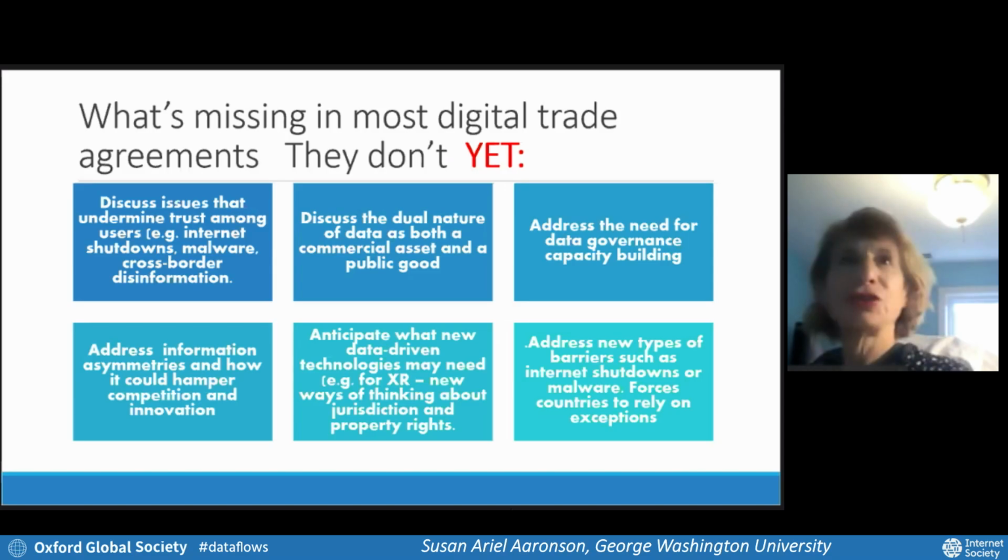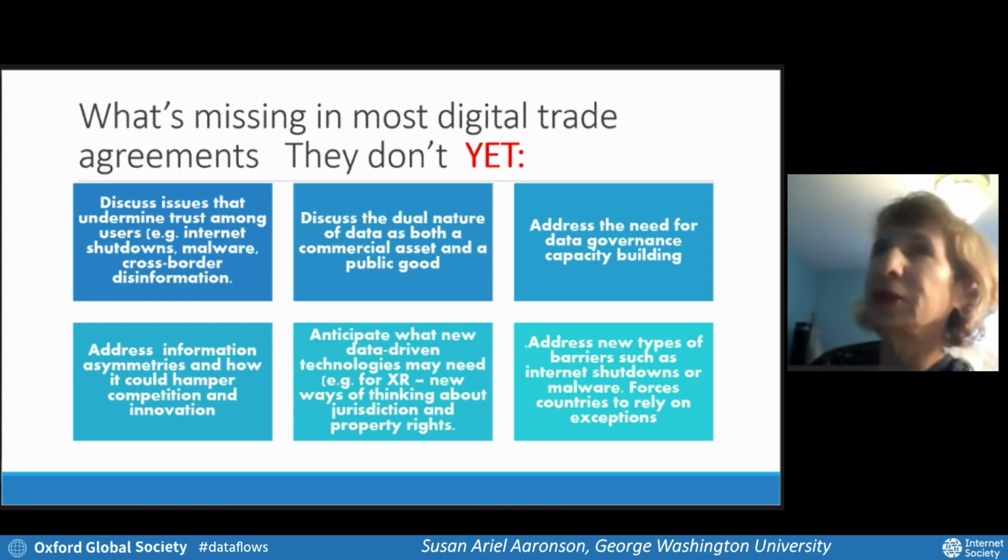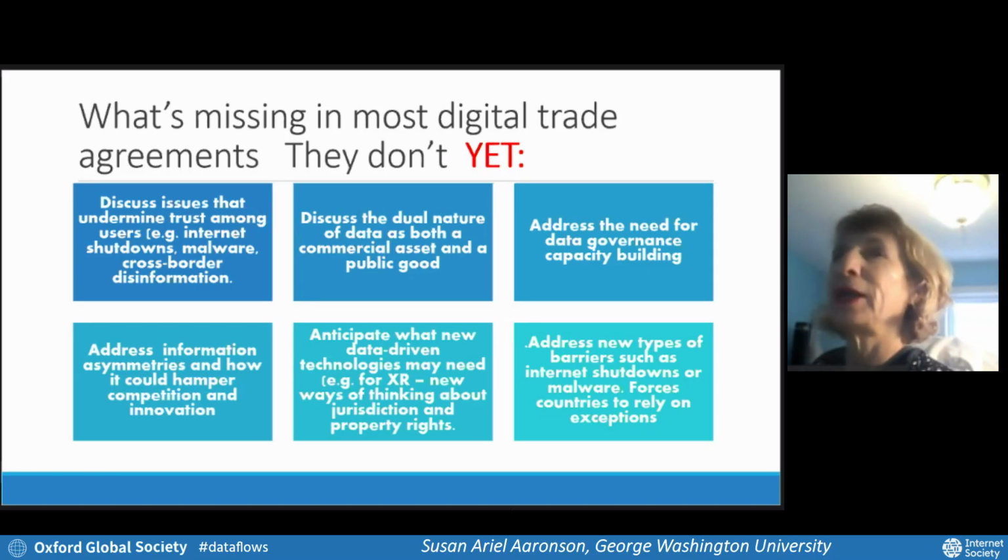And what are those things? Well, when India shuts off the internet, or malware, or cross-border disinformation, or online harassment, some of those things don't really belong in trade agreements, but others could. They could be provisions, and those could address trust. Trade agreements also don't discuss data as both a commercial asset and a public good. And as Christopher said, the importance of sharing.